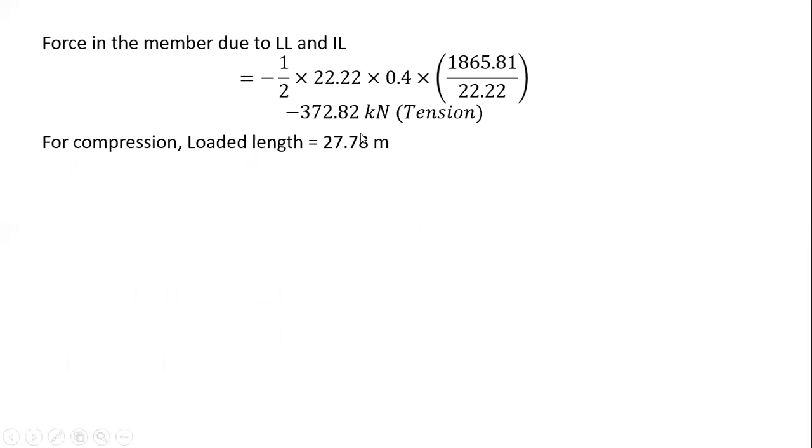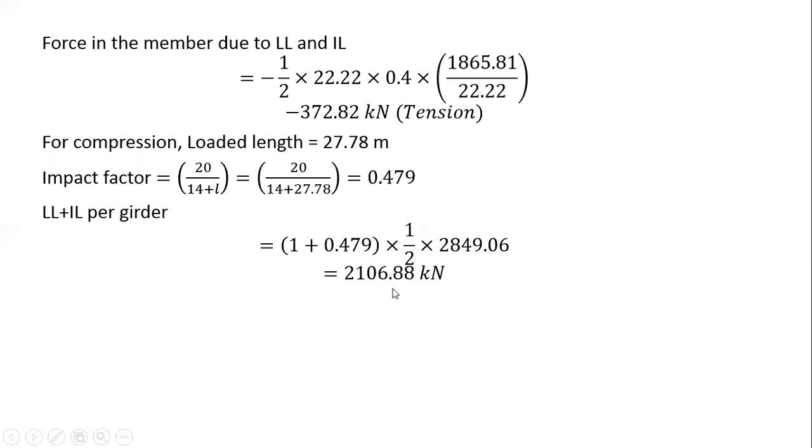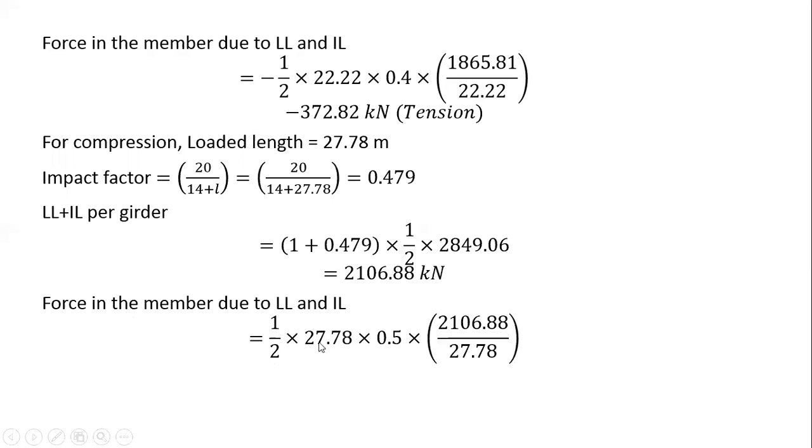Next, for compression, the loaded length is this much. Impact factor is this much. So live load plus impact load part will be how much? 1 plus impact factor, 1 by 2 into this is my load corresponding to this much loaded length from shear force consideration. So this is my value here. Now I have to calculate the force in the member. Half base into height, convert this into UDL, then divide by the loaded length. So this comes out to be this much.